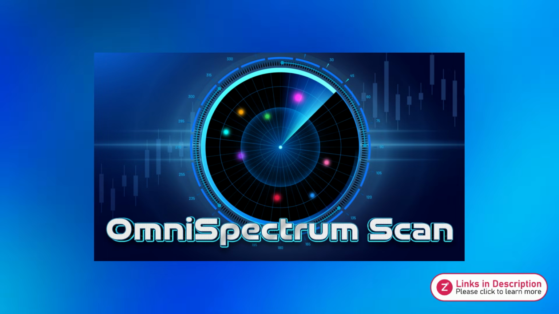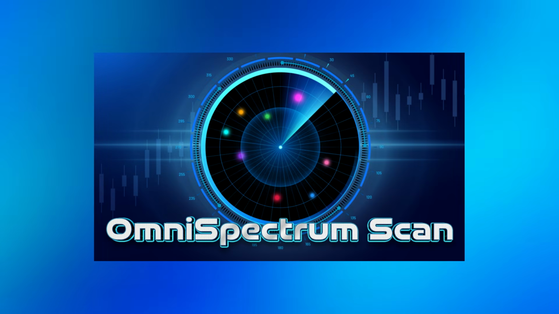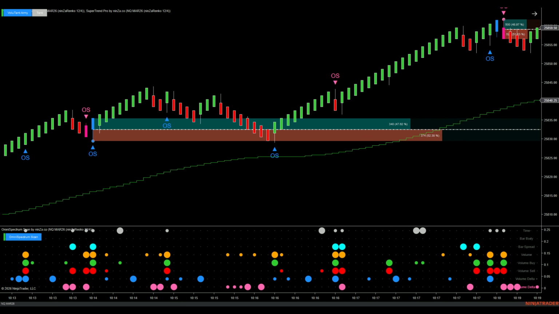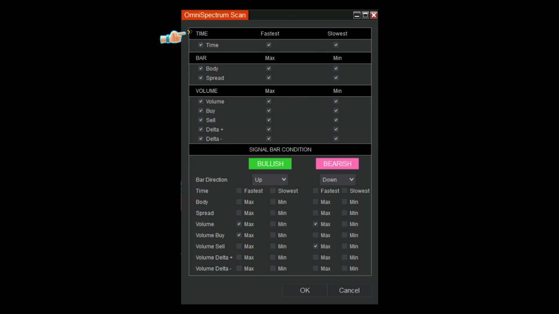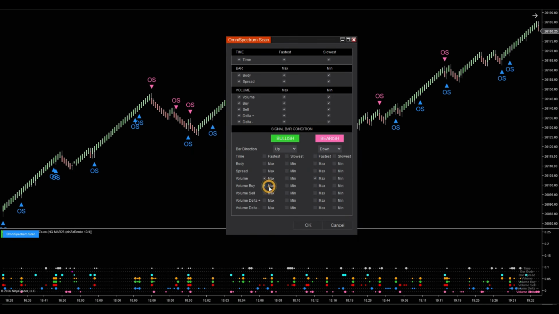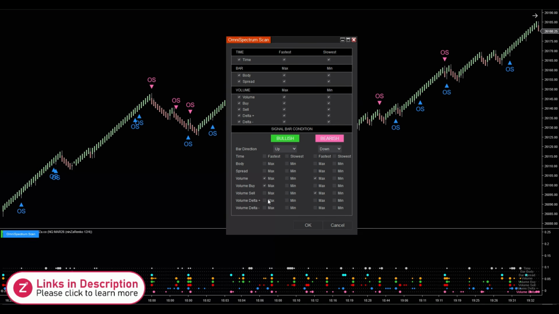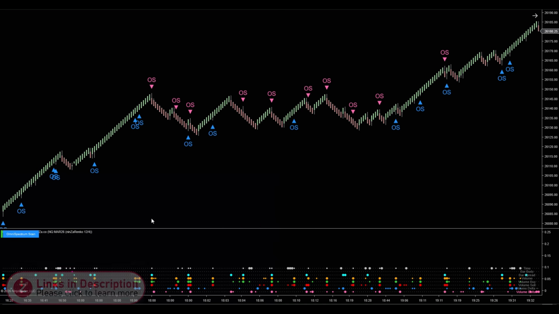To identify entry signals in this video, I'm using an indicator called Omni-Spectrum Scan. With this indicator, there are many ways to define entry signal conditions, allowing you to tailor them to your trading style. This is the component panel, where you can customize the criteria so the indicator searches for signals based on your specific requirements. One important thing to note, the stricter the conditions, the fewer signals you'll get, but with higher filtering quality. On the other hand, looser conditions will generate more signals, which may require additional confirmation to maintain accuracy.